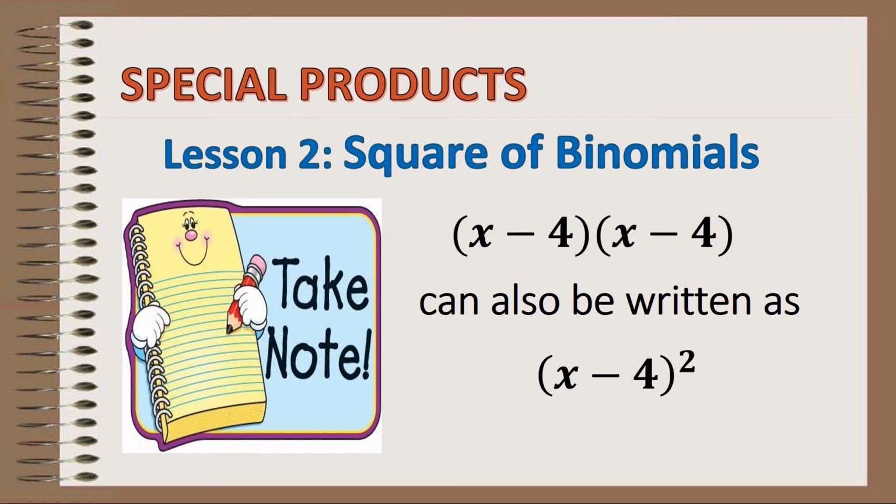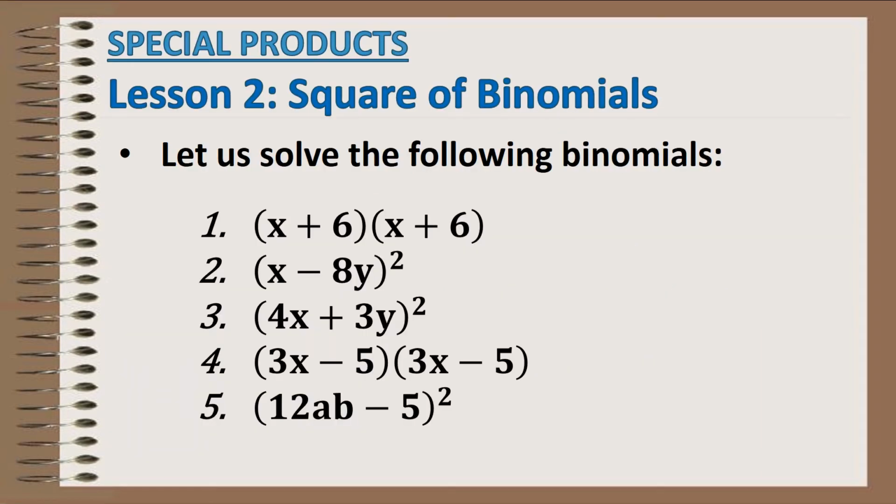Remember that in square of binomials, the quantity of x minus 4 times x minus 4 can also be written as the quantity of x minus 4 closed quantity squared. Let us solve the following binomials. The quantity of x plus 6 times x plus 6, the quantity of x minus 8y quantity squared, the quantity of 4x plus 3y quantity squared, the quantity of 3x minus 5 times 3x minus 5, and the quantity of 12ab minus 5 quantity squared.